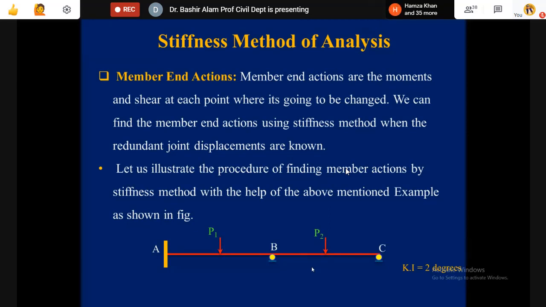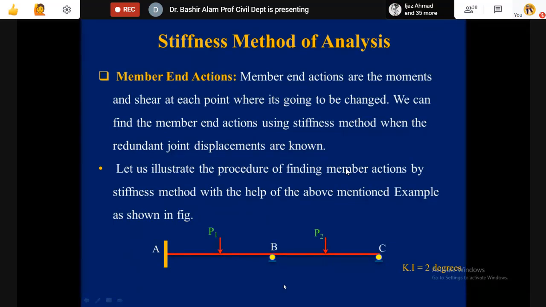Let us illustrate this, how we find out AM, which is equal to AM1, AM2, AM3 like this, and then AML, plus AM. Now instead of AMR, we will be getting AMD, and times instead of AR, we will be having D. So let us illustrate the procedure of finding member actions by the stiffness method with the help of the above mentioned example. So this is the example, and let's see how we are finding out the member end actions.